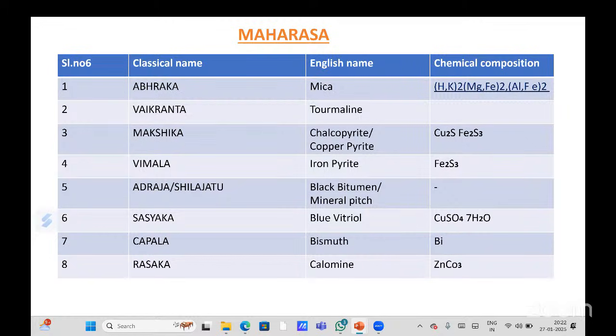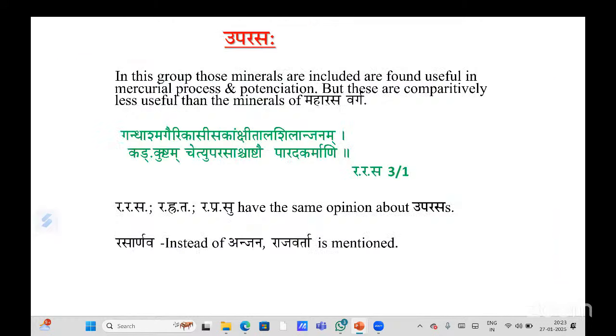Like Vaikranta will come under which group? For the English name of Vaikranta, they may give the options like mica, tourmaline, chalcopyrite. Okay, and they may ask whether FeS2 or Fe2SO3 is the chemical formula of Abraka, Vaikranta, or Makshika. Like that, they may frame the questions. So here the student should concentrate on the classification of Maharasa with the name, English name, and chemical formula. It may be Maharasa or Uparasa.